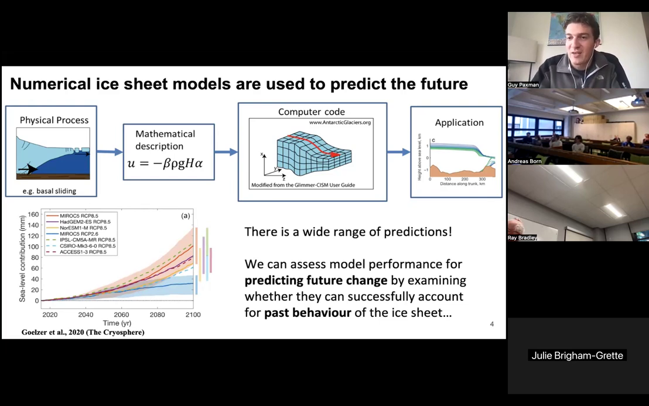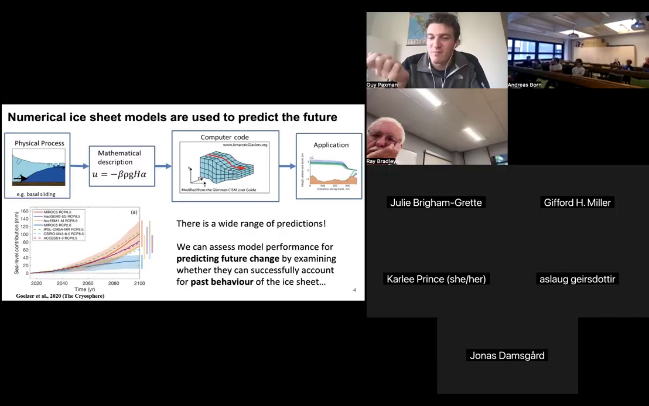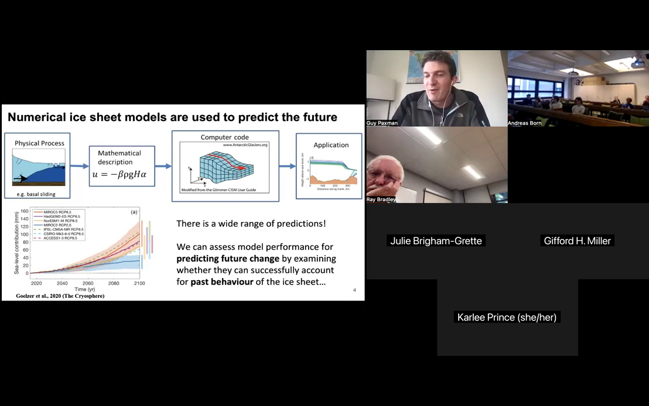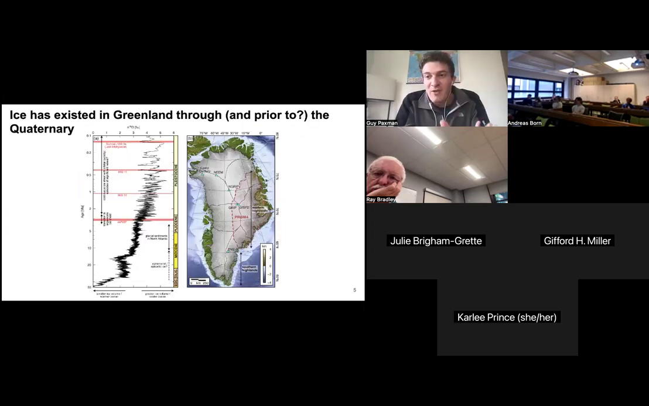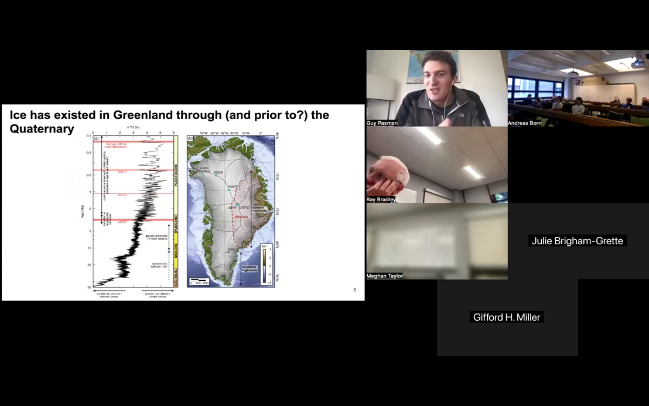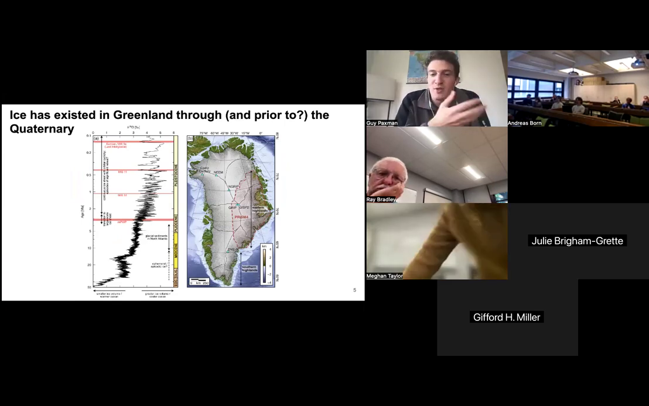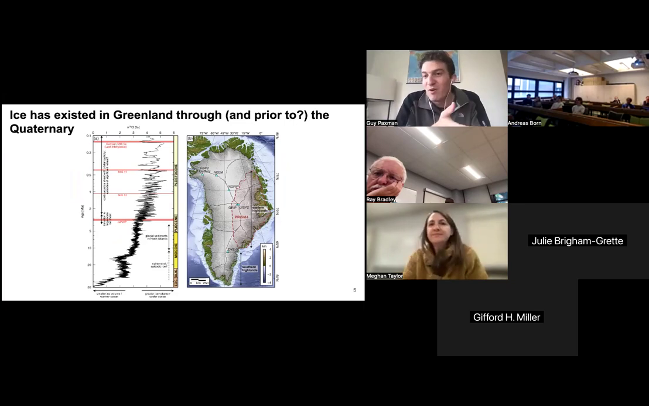I think what we need to do is think about how we can assess model performance. If we want to understand how much we can trust a model to predict future change, we perhaps need to examine whether it can successfully account for past behavior of the ice sheet, for which we have some observational records or data. What we do know about the Greenland ice sheet is that it existed through, and probably prior to, the quaternary. We do know that much, probably.